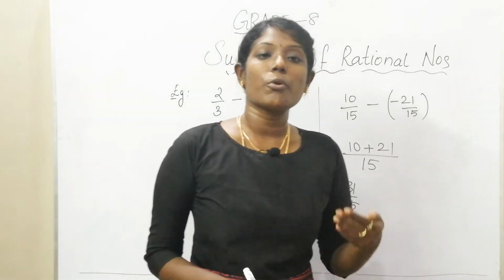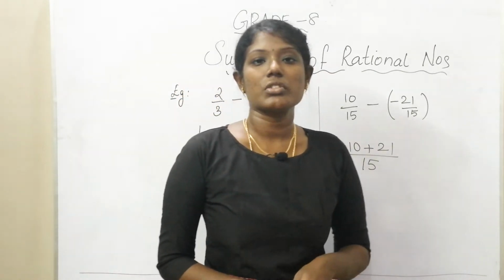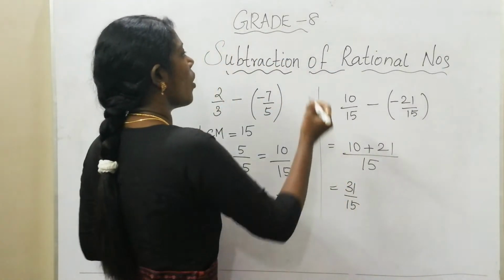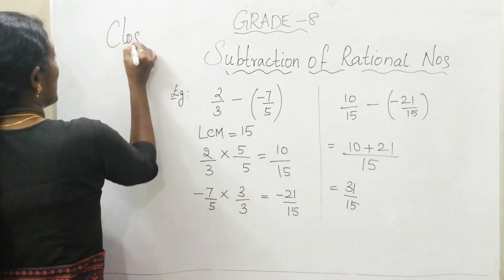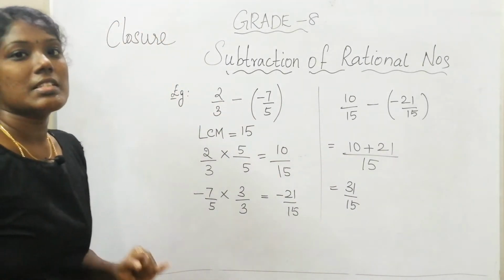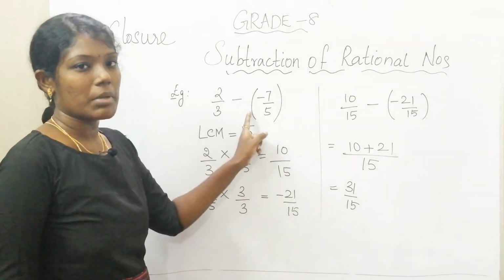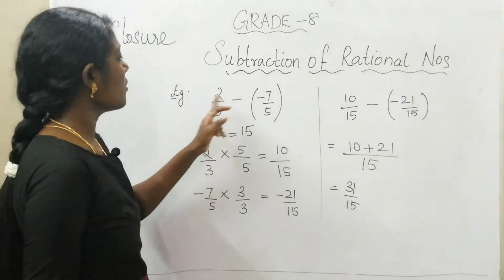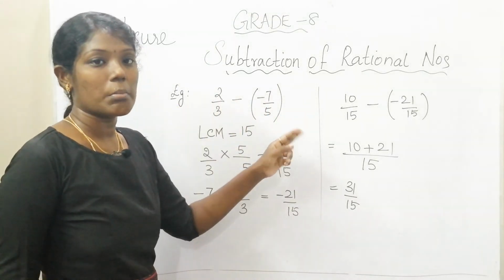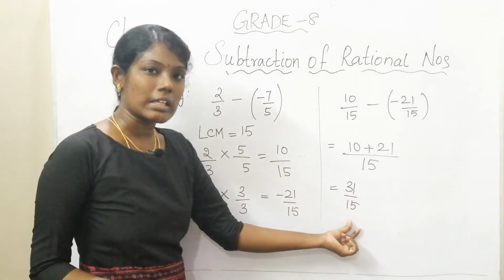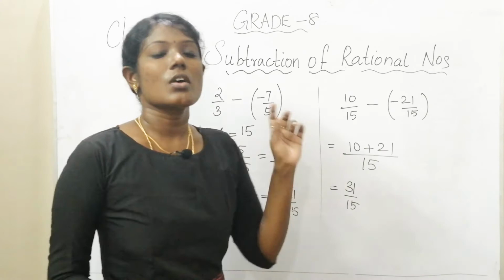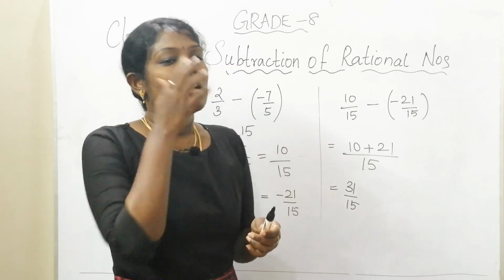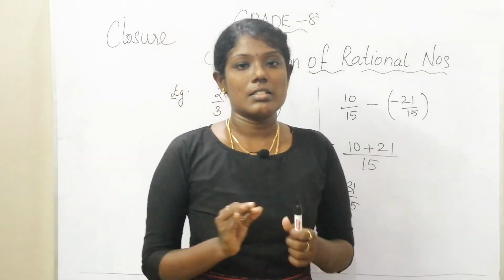Going on with the properties of subtraction of rational numbers, you have only one property. It is called the closure property, which says that when you subtract two rational numbers, your answer is also a rational number. We can see this in the example itself. 2 by 3 and minus 7 by 5 are two different rational numbers. When I subtracted them, I got 31 by 15, which is also a rational number. So the closure property alone holds for subtraction of rational numbers. We don't have any other properties here.